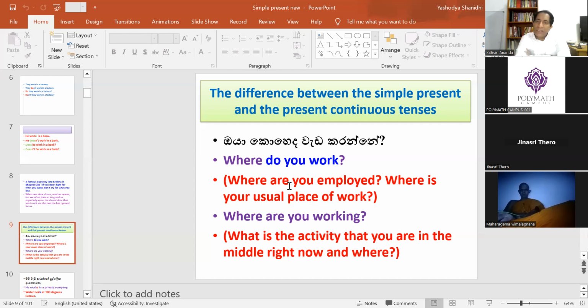If you raise the same question by using present continuous, you make a different idea. Where are you working? If you raise that question using present continuous tense, you mean something different. You just ask what the activity is that you are in the middle of right now, and where. What is the thing that you are involved in doing right now, and where? So where are you working is always bound with the present situation.